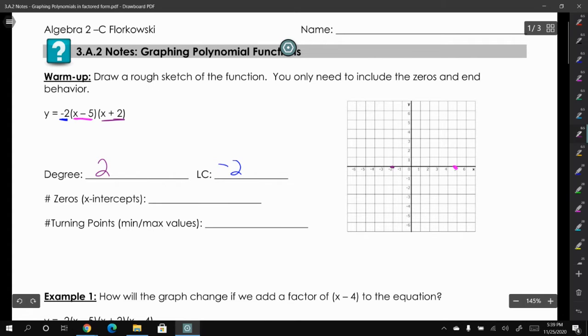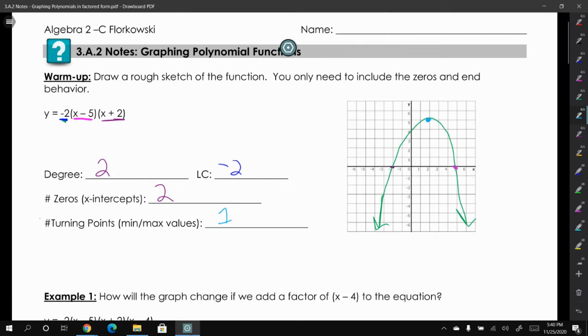Our x-intercepts, the number of x-intercepts, we have 2. And we don't really need to be that specific with this graph. We know that since it is a negative leading coefficient, this parabola or quadratic is going to open down. So it should look something like that. And then the number of turning points, again, I'm not asking you what the turning point is, what that minimum or maximum value is. I'm asking you how many are there. And there is just one of them. We turn right here.